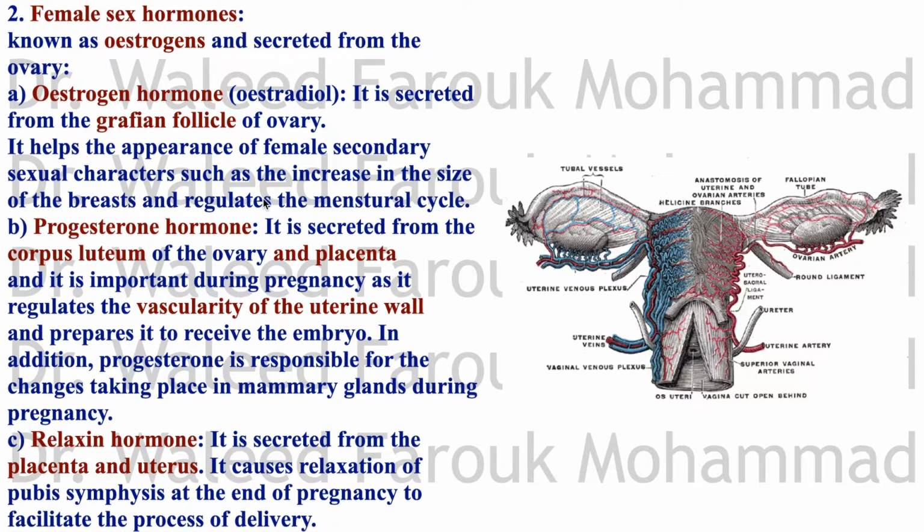Female sex hormones, they are called the estrogens. Okay? في الاستروجين هرمون او الاستراديول secreted by the Graafian follicle of the ovary. فاكرين اللي كان بيعملوا ال FSH وال LH؟ Okay? الاستروجين secreted from the Graafian follicle.